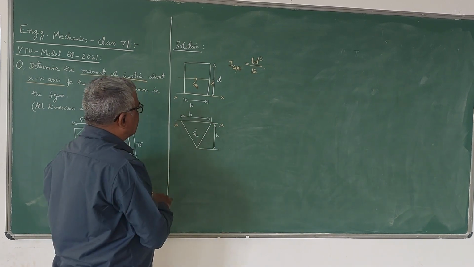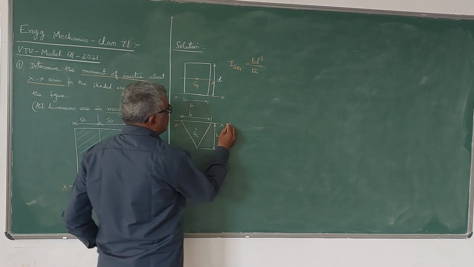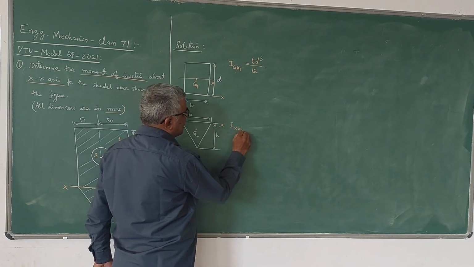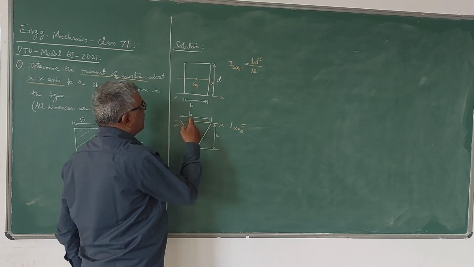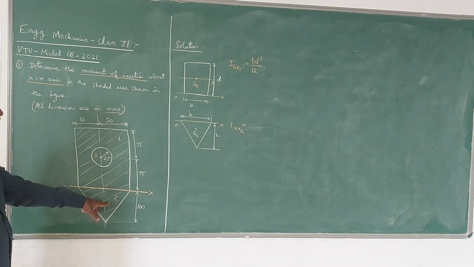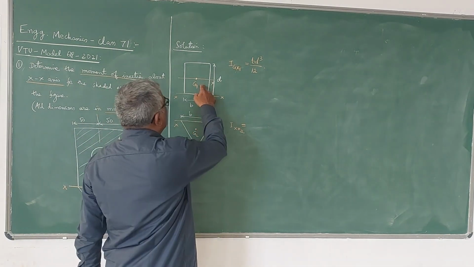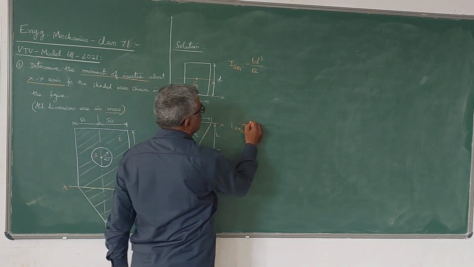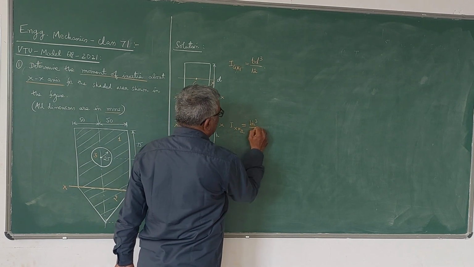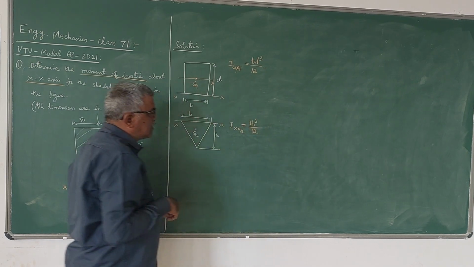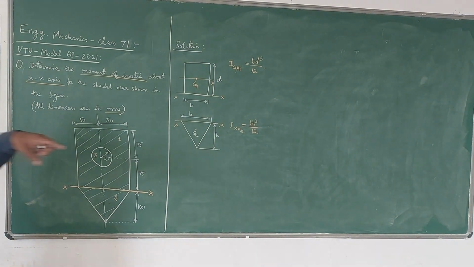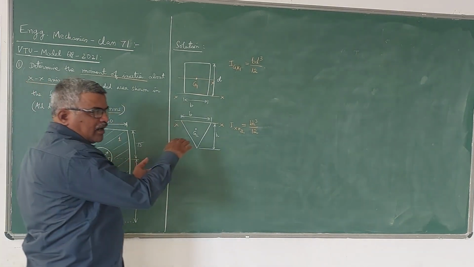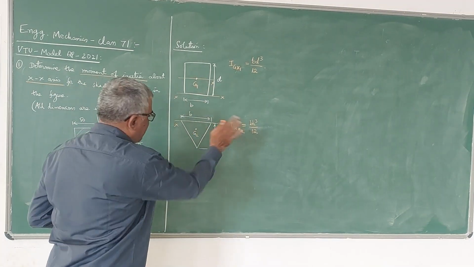Now I can directly write the expression for Ixx for this triangle. I will write it as Ixx2 because 2 is the number I gave for the triangle. Here I have written it about the centroidal axis, but about the base I can directly write BH cube by 12. So all these formulas you should remember. BH cube by 12 is the moment of inertia of the triangle about its base. Whether it is an inverted triangle or a straight triangle, the expression is the same.